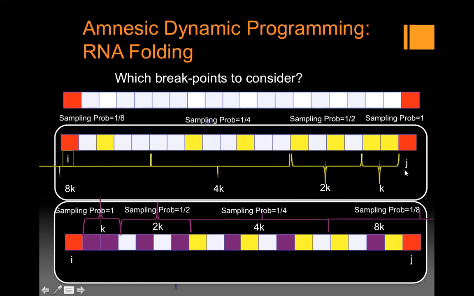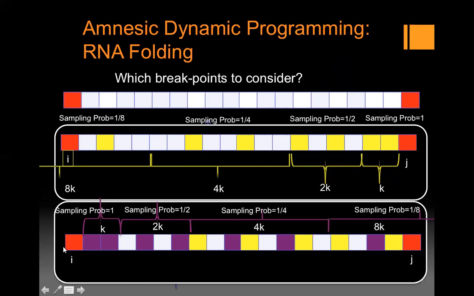So you take intervals of length K, length 2K, length 4K, length 8K, and so on. On the first interval of length K, you sample everything, all the breakpoints. In the second interval of length 2K, you sample the breakpoints with probability half. In the next one, you sample with probability 1/4. And the next one, with probability 1/8, and so on.